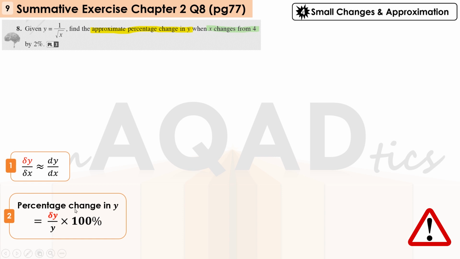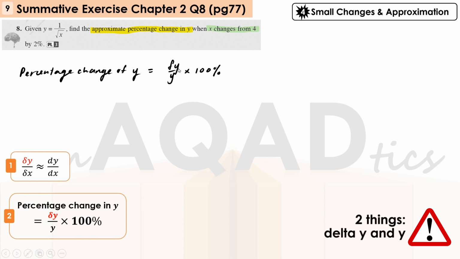Now, to find the percentage change in y, let us use this formula. We need these two values, delta y and y, in order to find the percentage change of y. So let's focus on delta y. How do we find this? We can use the first formula, delta y over delta x approximately equal to dy over dx. So let us use this formula.